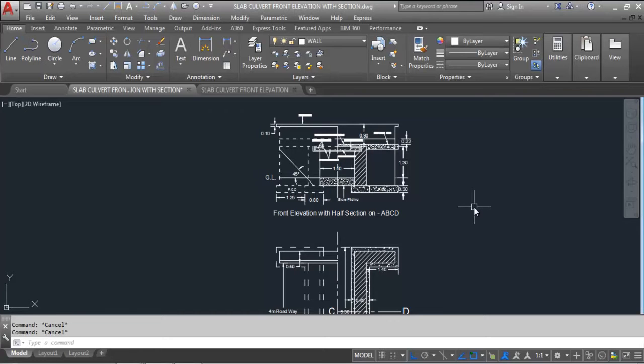Hi everyone, it's Civil Engineering Tutorials. In this video, I'll show you front elevation with half sectional elevation of slab culvert in AutoCAD.